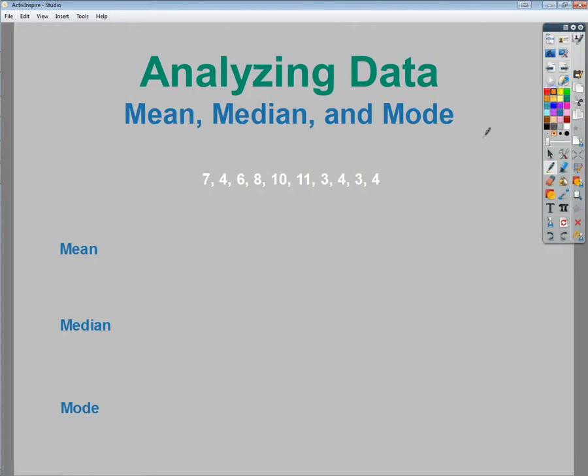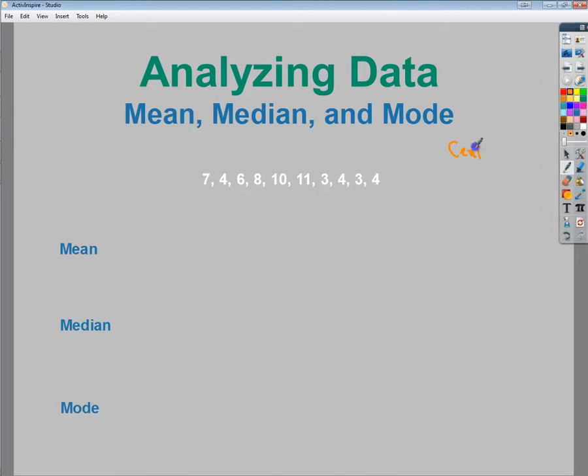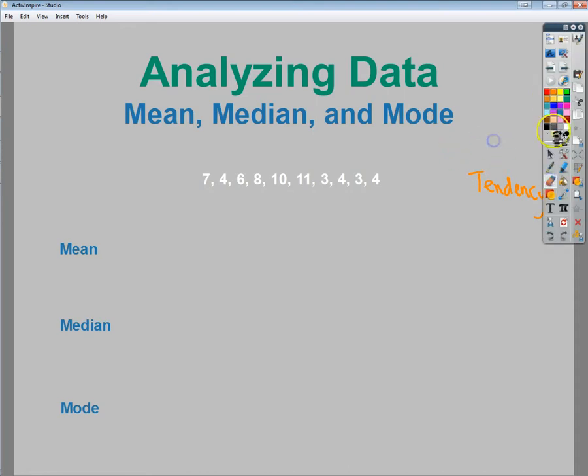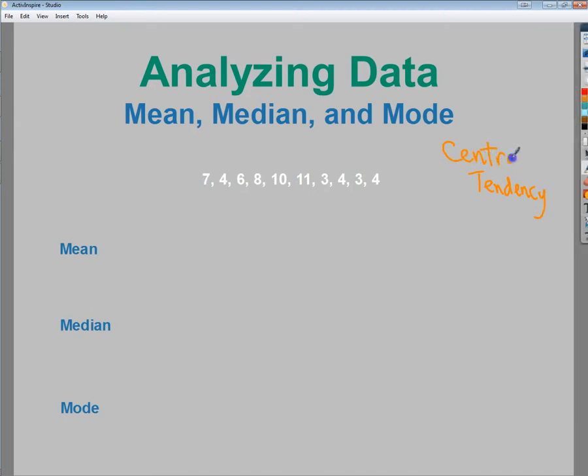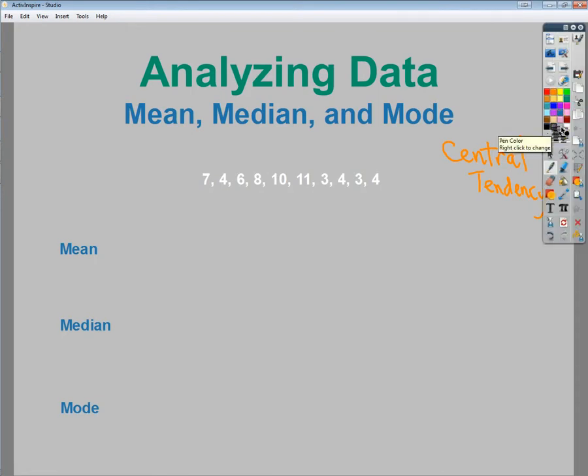I'll throw that in the corner over here. Central tendency, because you're saying something about where the middle of the numbers is, or what happens a lot, or that sort of thing. So all that's in play here. I'm getting lazy on my handwriting lately, so I'm trying to fix it. Mean, median, and mode. Those are the big ones that you usually deal with.